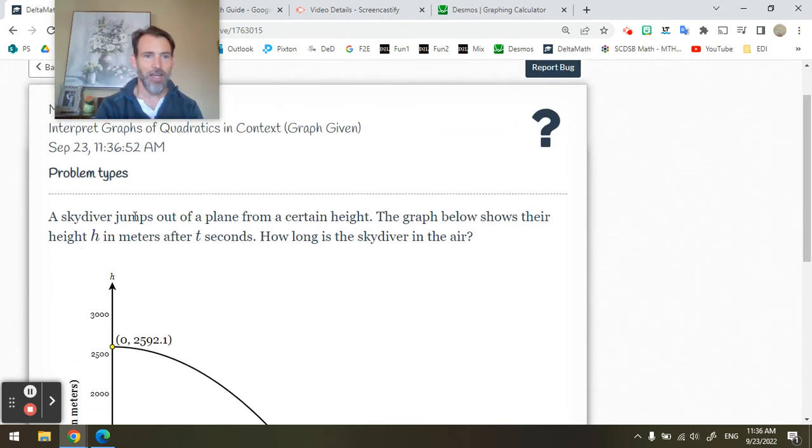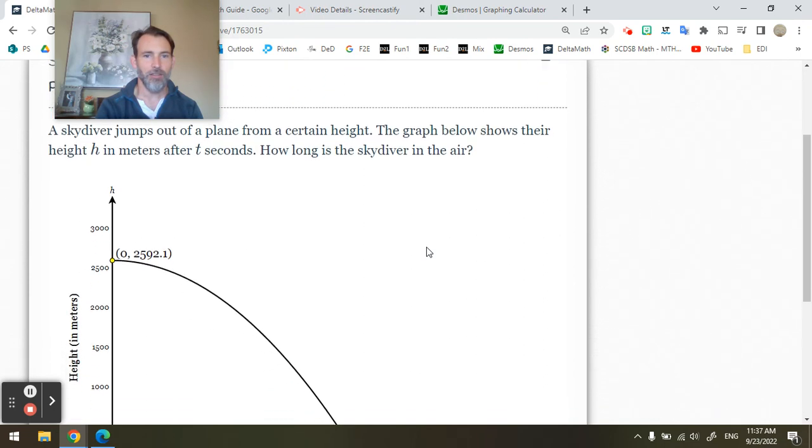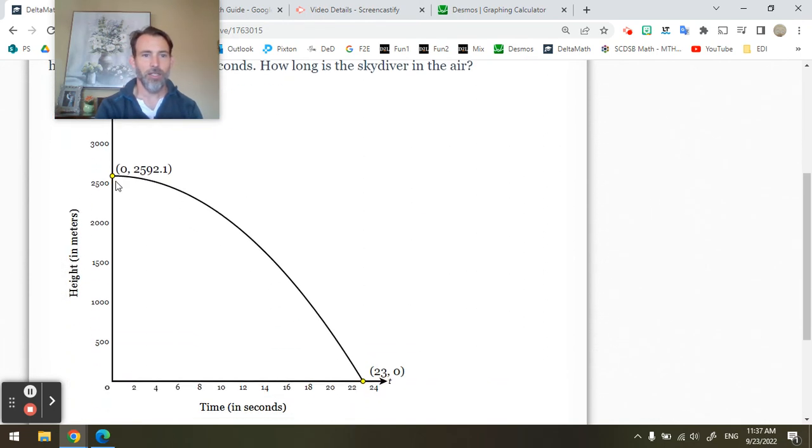Okay, a skydiver jumps out of a plane from a certain height. The graph below shows their height h in meters after t seconds. How long is the skydiver in the air? Okay, and so we need to know here, this is height in meters, this is t seconds. Are they in the air here? Oh no, oh dear, their parachute didn't open. That's really tragic. This is really a sad example.